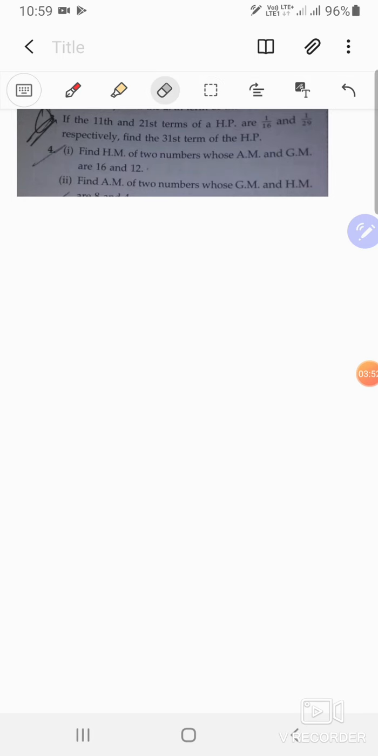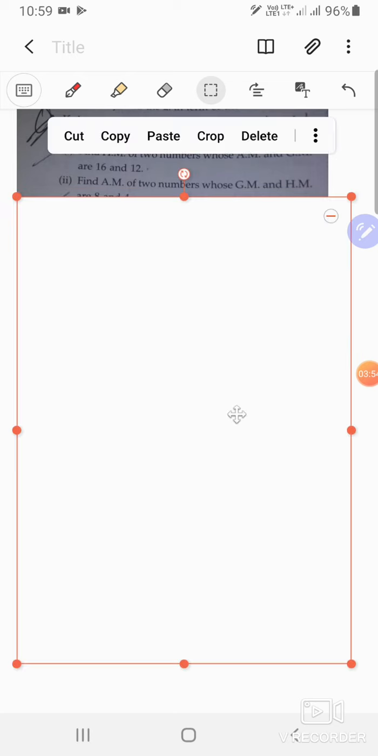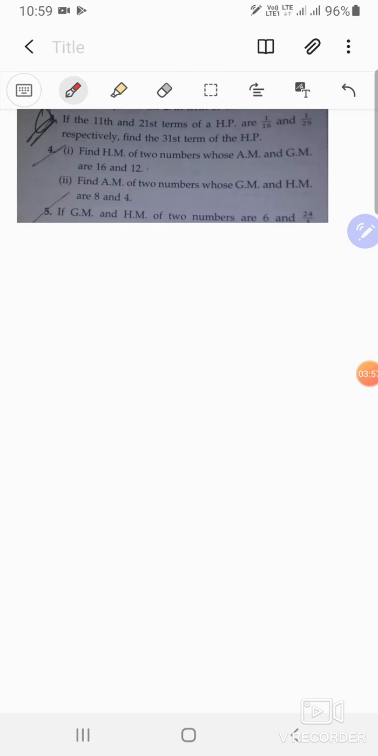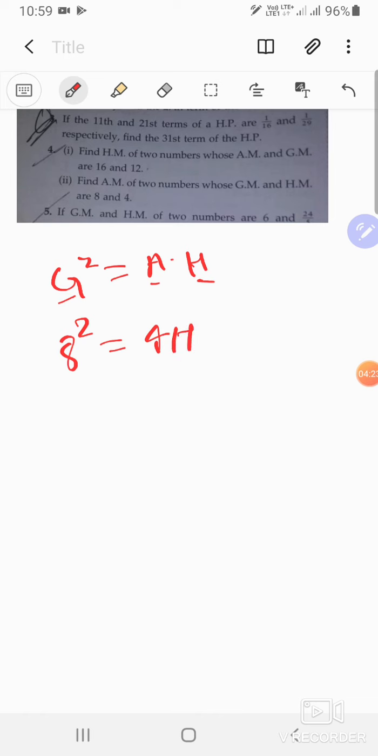Let's delete this. The next question is, find the AM of two numbers whose GM and HM are 8 and 4. Basically the same kind of question. You still have the relationship G squared equals A into H, where these are the geometric mean, arithmetic mean, and harmonic mean. We have to find the arithmetic mean, and the geometric mean is given as 8. The harmonic mean is given as 4. That's easy.